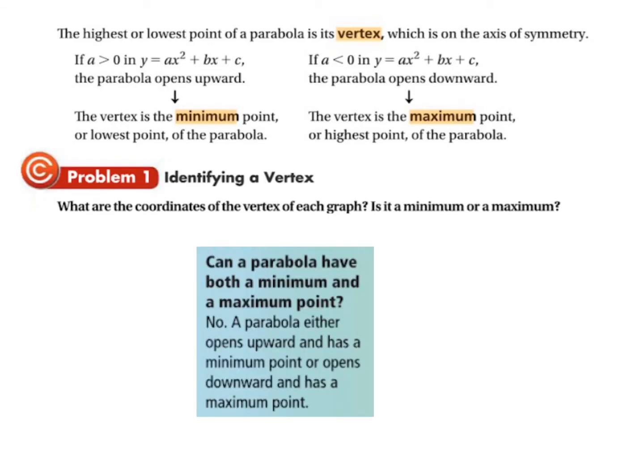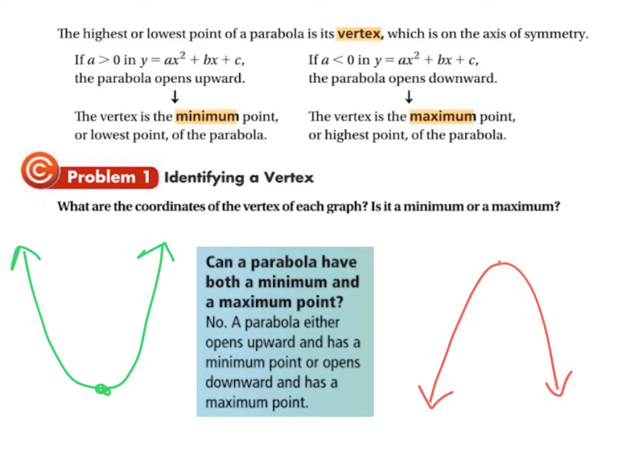Now, what are the coordinates of the vertex of each graph? We're about to see a couple of graphs. And what is the maximum or minimum? Can you have both a maximum and a minimum? The answer for parabolas is no. You will never have a maximum and a minimum. It's either going to open upward, in which case there's the lowest point, but not any highest point. It'll keep going forever, or it will open down and you will have a highest point, but you will not have a lowest point. It will keep on dropping forever, okay?